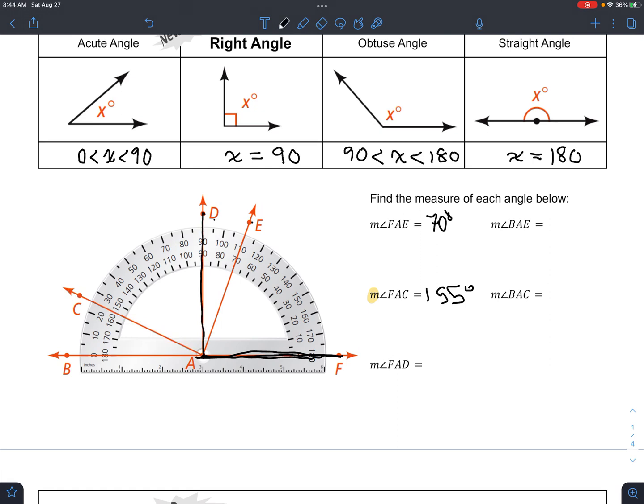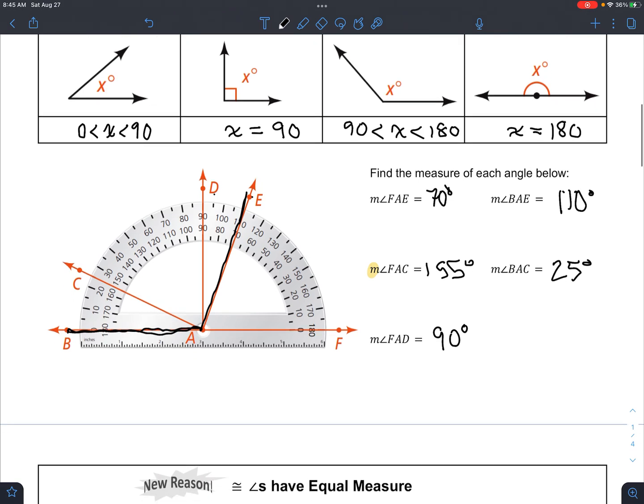FAD is right there at 90 degrees. BAE means we got to change, so we're starting here, and we're going up to E. So in black, that looks like it's an obtuse angle, so we're going to pick the bigger measurement there, 110 degrees. And BAC would be 25 degrees. So protractors help us find those measurements when we aren't sure. But a lot of times in our figures, they'll be labeled angles too.